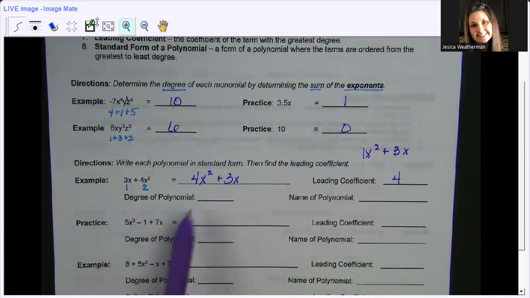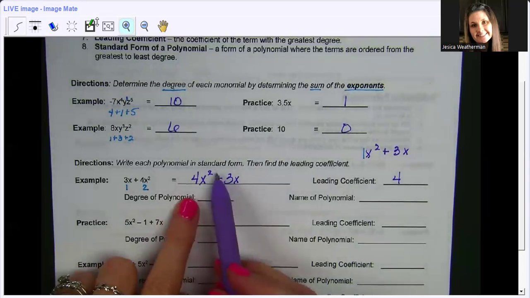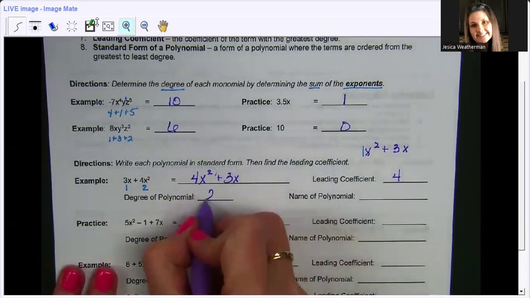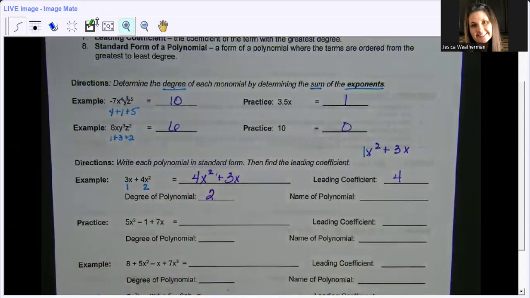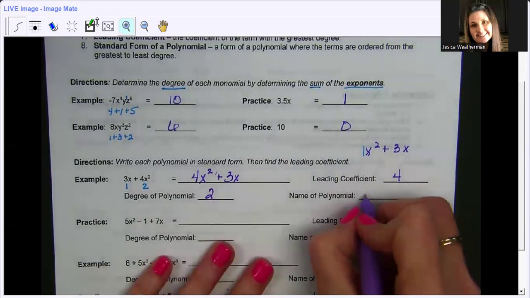All right, the degree of the polynomial. So since we're dealing with a polynomial, when we're finding the degree, we only choose the term that has the highest degree. In this case, this term has the highest degree of 2, so our degree is 2. We don't add the 1 to it. So the degree is 2. And then the name of the polynomial, since it has 2 terms, is a binomial.